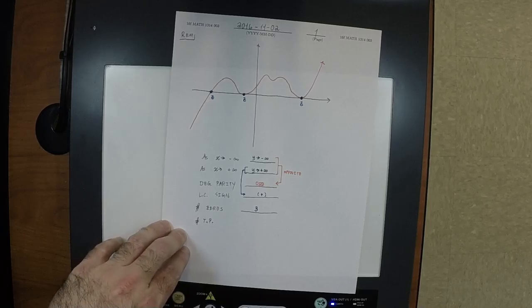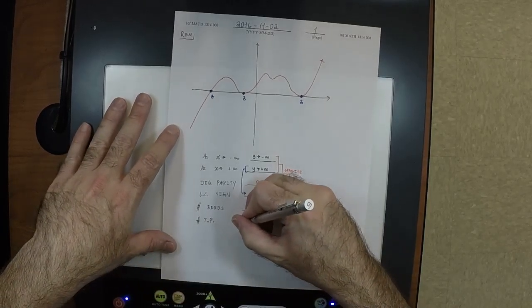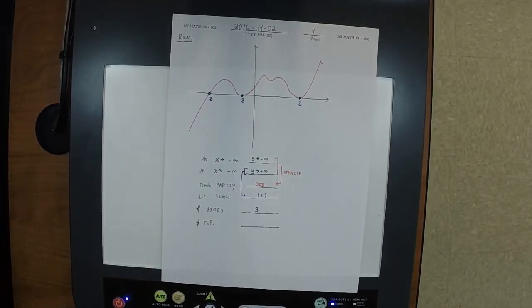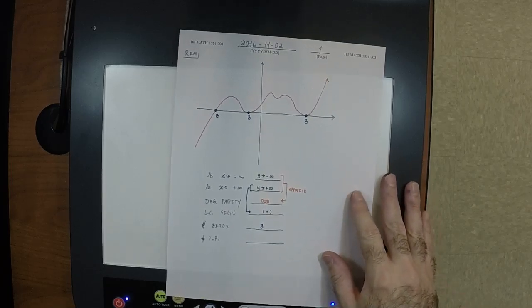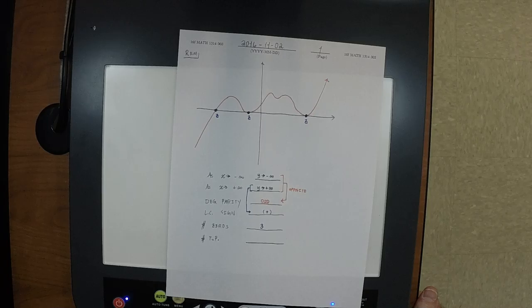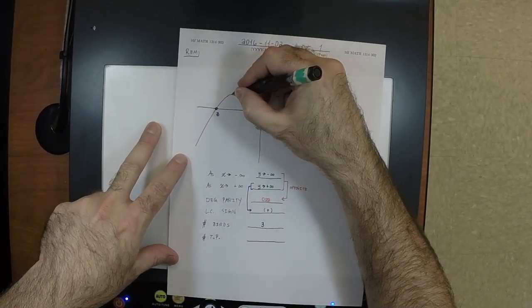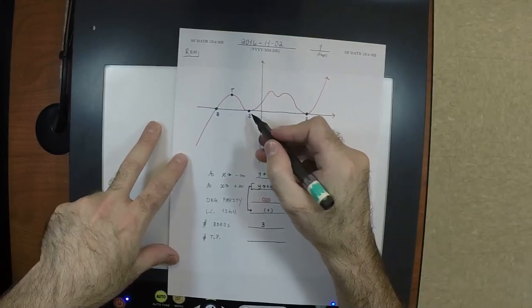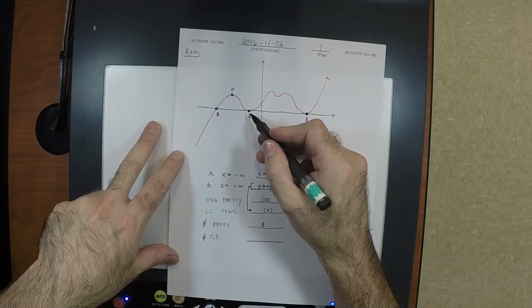Okay. Turning points. Could someone in plain language say what a turning point is? Okay, when the slope changes from positive to negative. I like that. Alternatively, the top of a hill or the bottom of a valley. So let's label all the turning points. Here's a turning point. I'm going to label it with a T. And notice, this is interesting, this is a zero that is also a turning point. It's both.